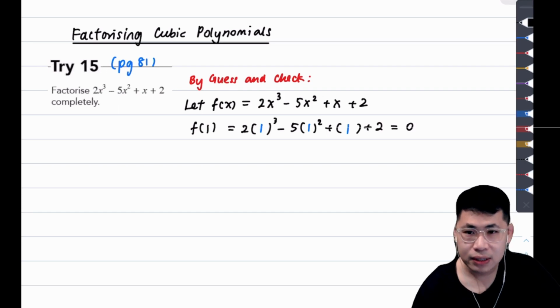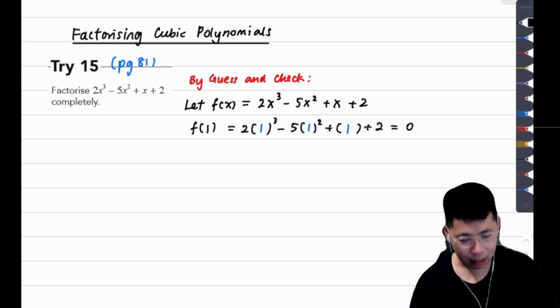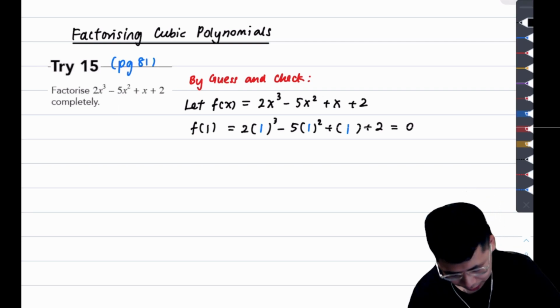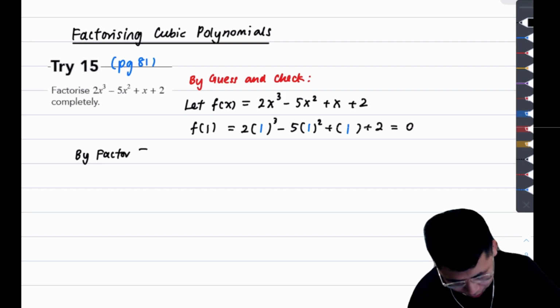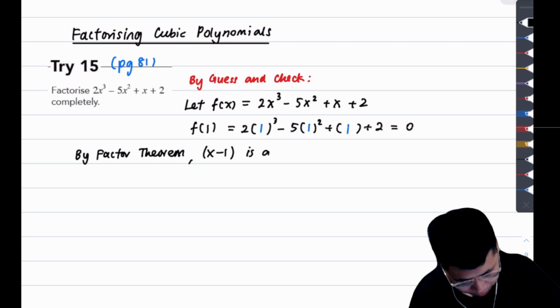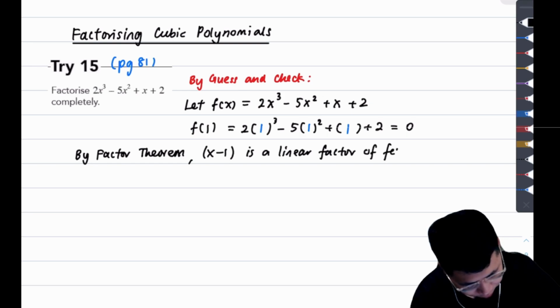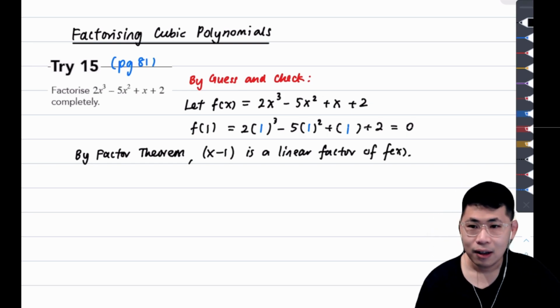So what we've learned previously is by factor theorem, this is going to be our root. So by factor theorem, this is going to be our factor. If x is 1, when you substitute 1, x minus 1 is a linear factor of f(x). Okay, x minus 1 is a linear factor of f(x).